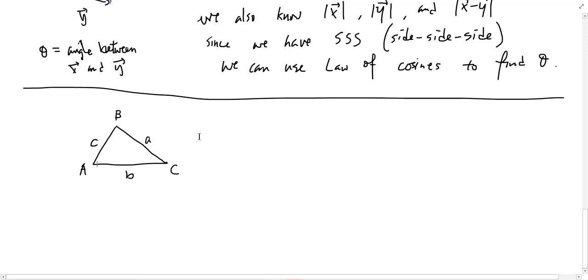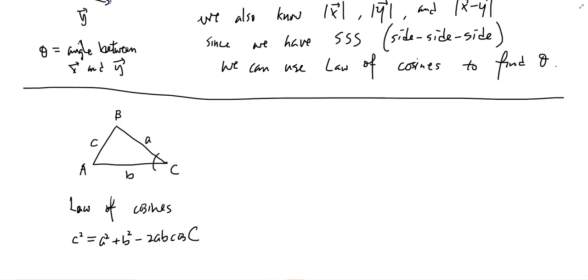So in this picture right here, suppose I want to find out how big angle C is. Then the law of cosine dictates that this is true. Law of cosine basically states that the lowercase c squared is equal to a squared plus b squared minus 2ab cosine C. So the three sides of a triangle and angle C must satisfy this equation.